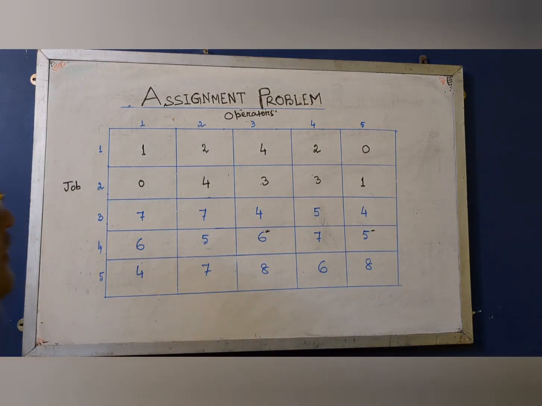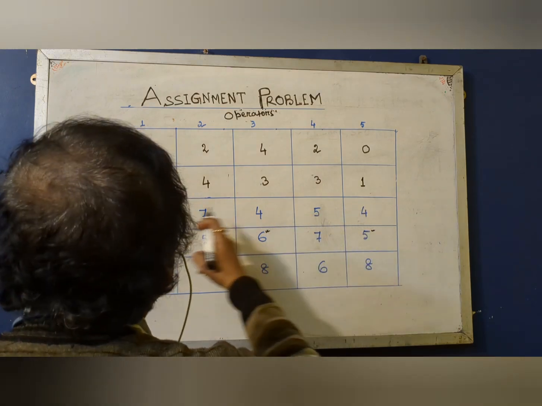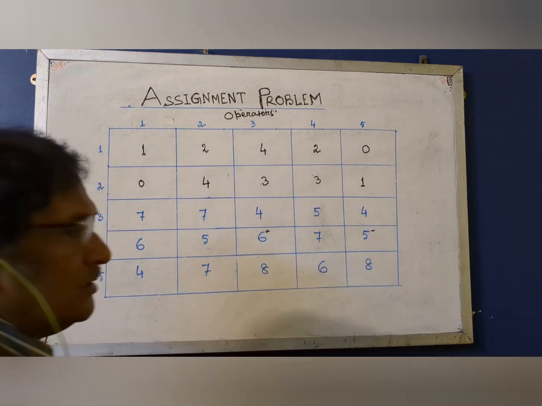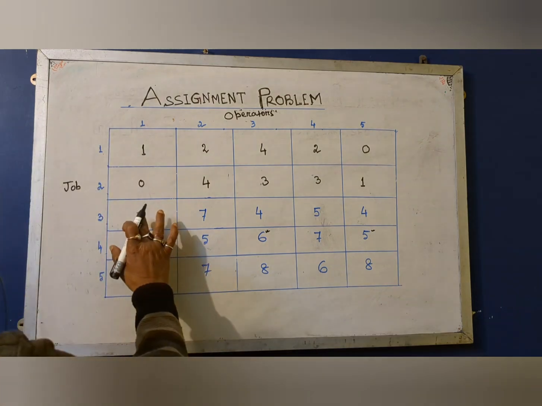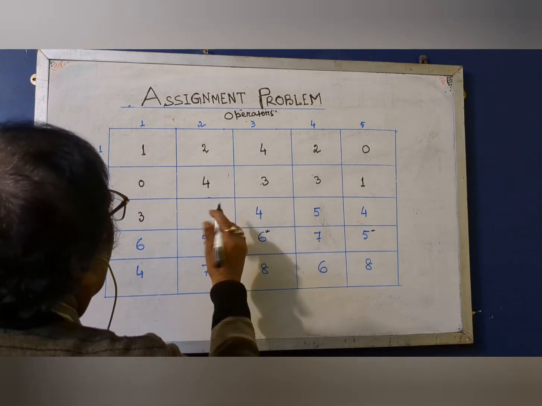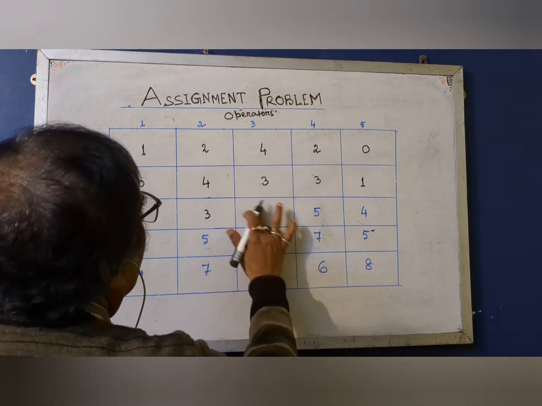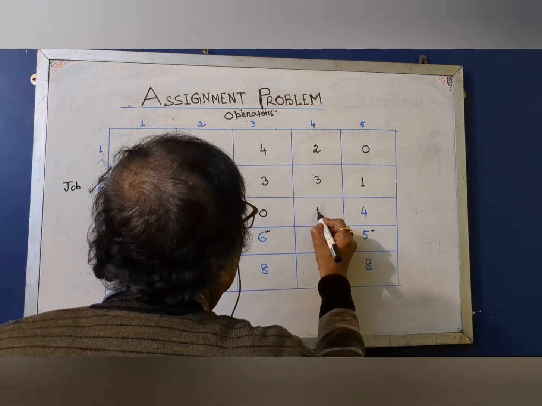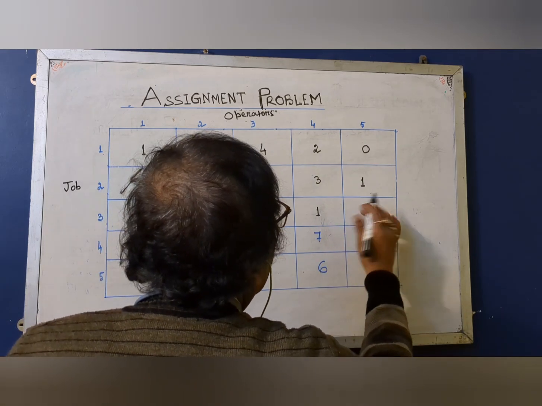Third row. Again find out the lowest element. This is a coincidence. Again the lowest element is 4. That's why 4 is to be subtracted from all other elements. So 7 minus 4 is 3. 7 minus 4 is 3, and 4 minus 4 is 0. 5 minus 4 is 1, and 4 minus 4 is 0.